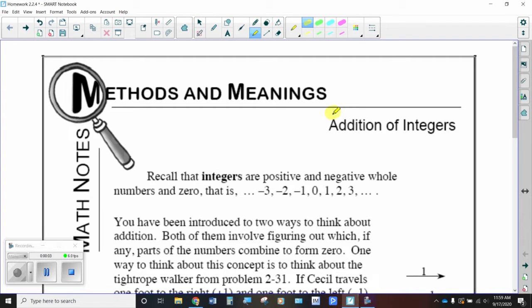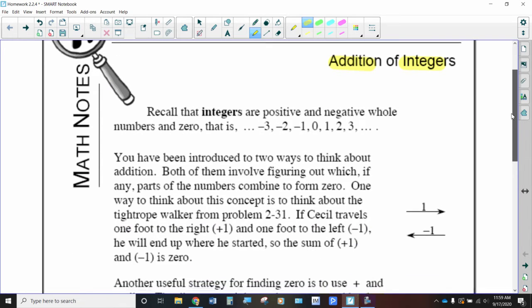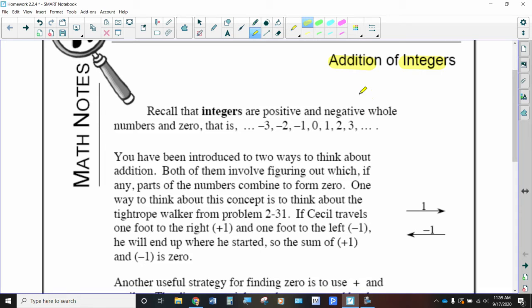All right, let's take a look at our homework for lesson 2.2.4, starting off with our M&Ms for adding integers. First off, let's make sure we understand what we're talking about when we're talking about integers. As we discussed in one of our previous class settings, integers include all whole numbers plus their opposites.